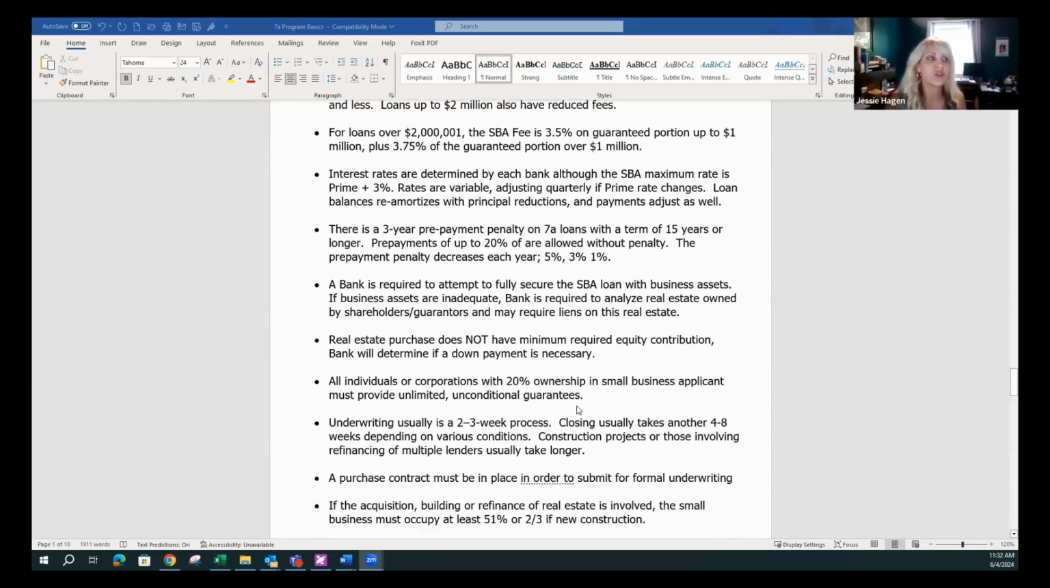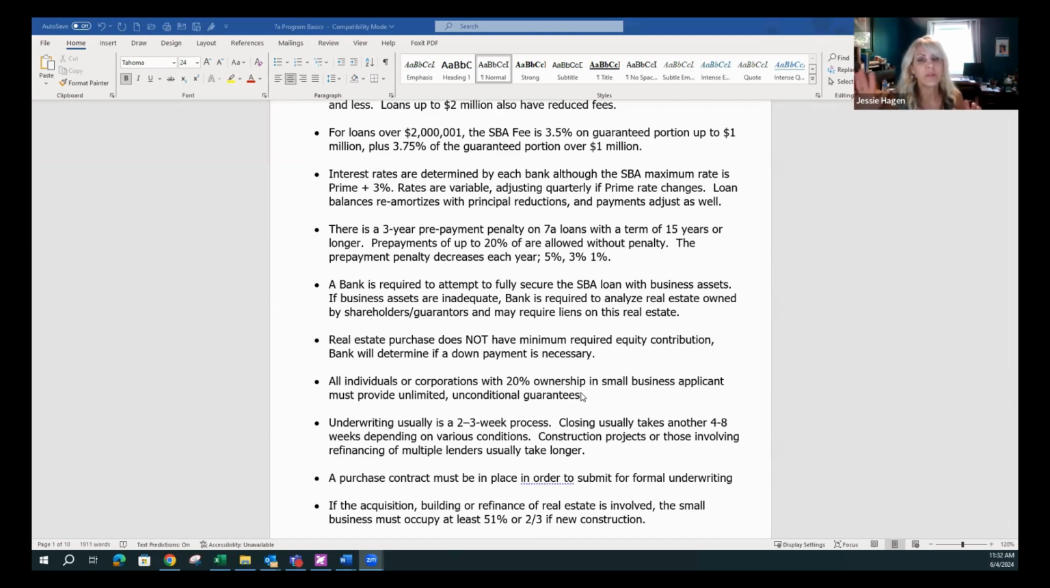Real estate purchases don't require a down payment. SBA does not have a minimum required equity contribution, but they have to be able to support the new loan request based upon the historical numbers. And if they can't or don't, then of course we're going to look at how much they can afford. And maybe it's 10% in, maybe it's 20% in.